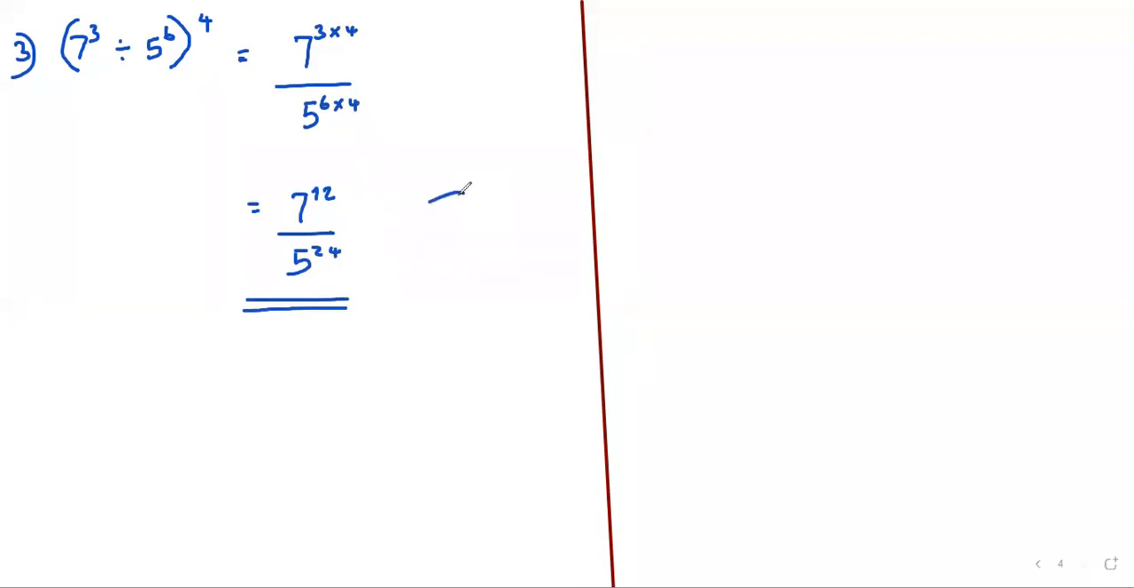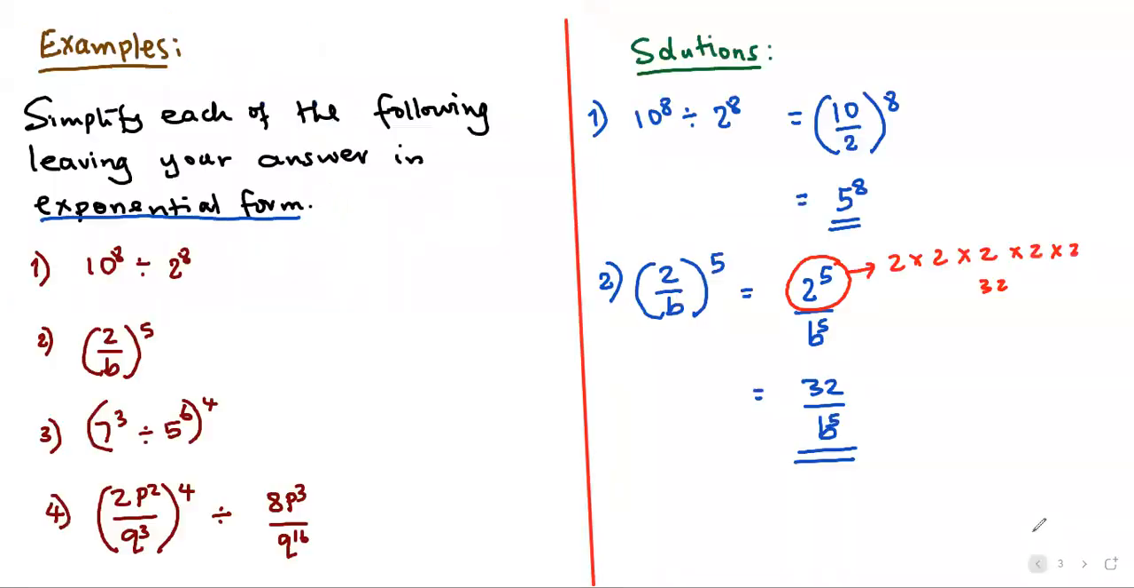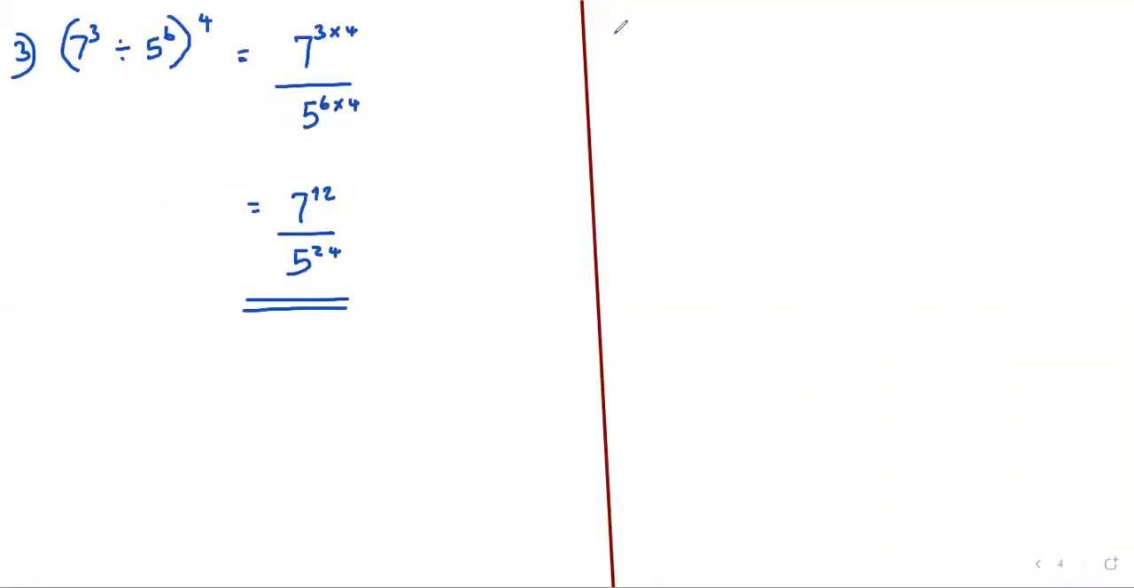Is it the final answer? Yes, this is the final answer because there is nothing we can do from here. We need to leave our answer as an exponential number. That is the instruction that we have from here. You can see, leaving your answer in exponential form. Okay, so we will stop there.